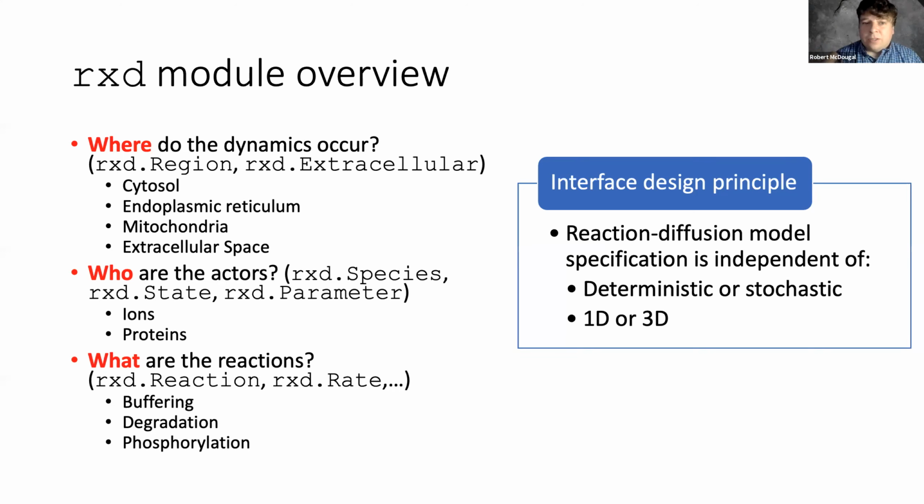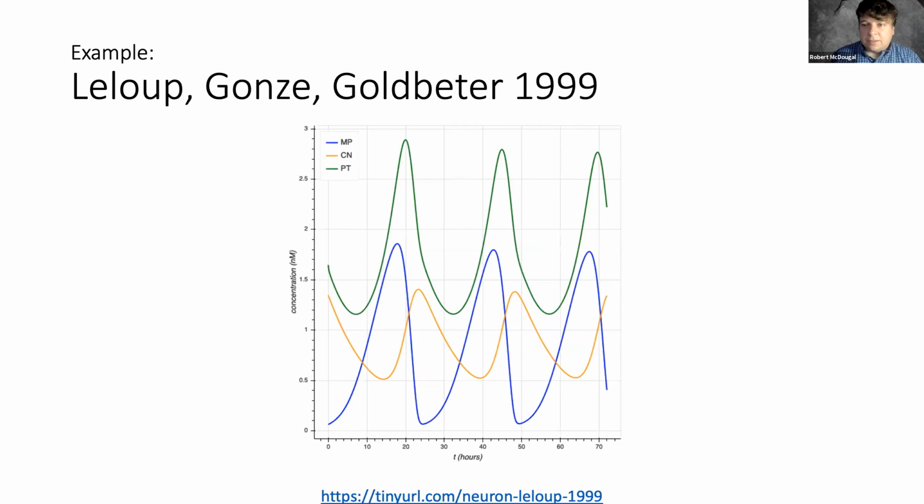And importantly, you'll notice that all of these things are independent of whether this is a deterministic or stochastic simulation, 1D or 3D. Neuron's perfectly happy to use the same model in other contexts. Again, see the other video for details.